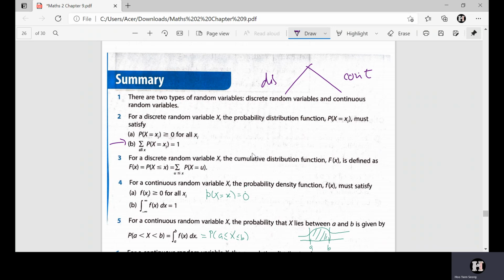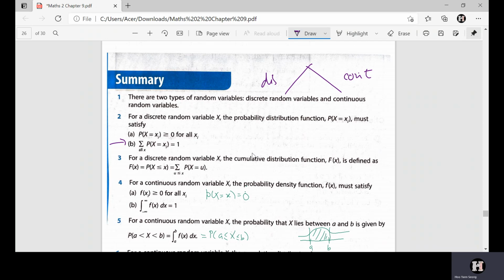Okay, and then for a discrete random variable, the cumulative distribution function, they use a capital F, is defined by summing up all the probabilities, and the last column you will get is equal to 1.